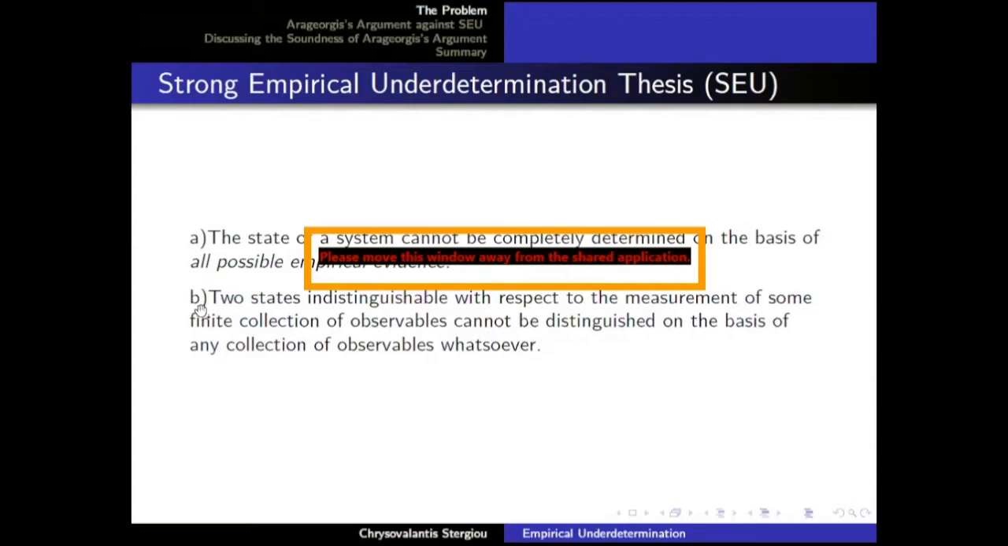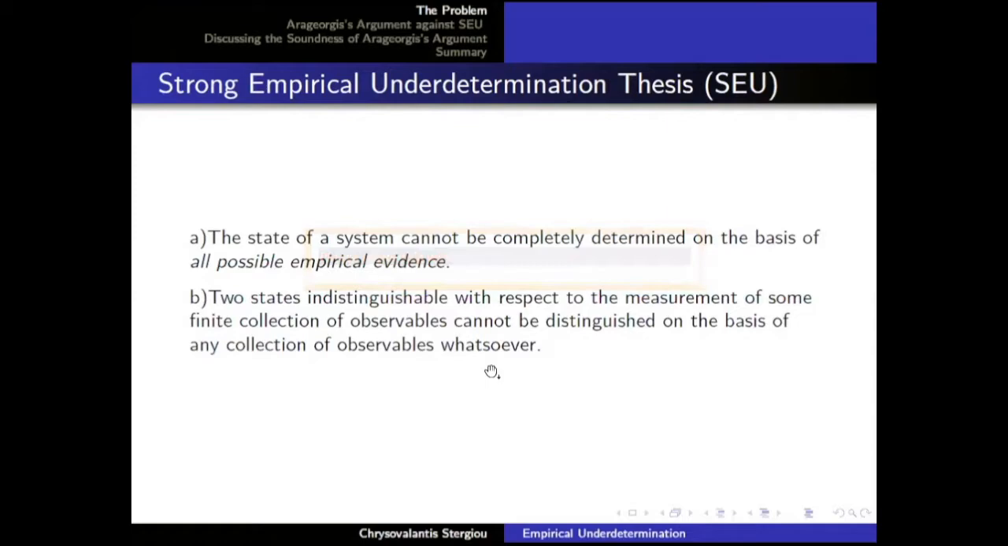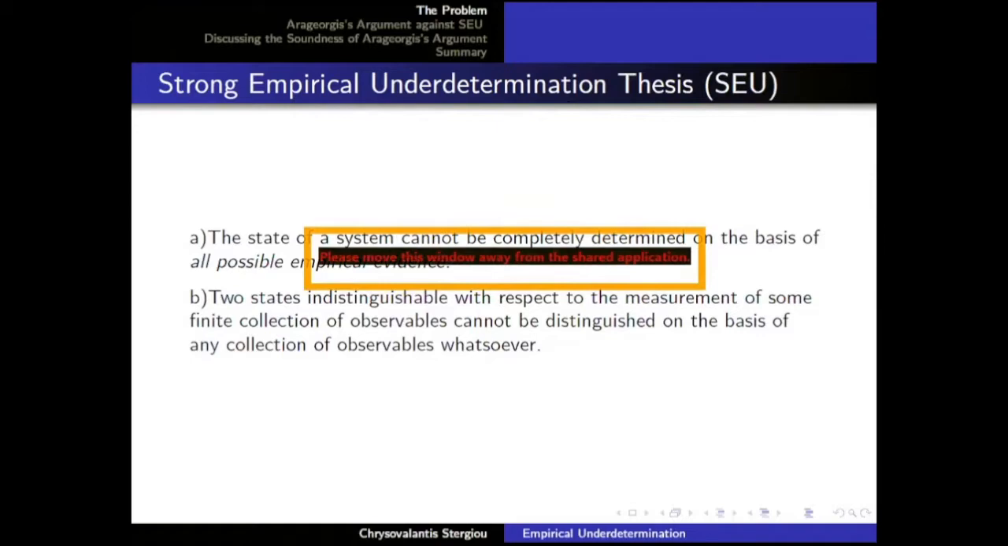You mean from the strong empirical underdetermination thesis B, the B part? Yes. The idea of having two states indistinguishable: you should not restrict yourself to available evidence, but you should also take into account any crucial possible monitoring experiment that could distinguish the two states.